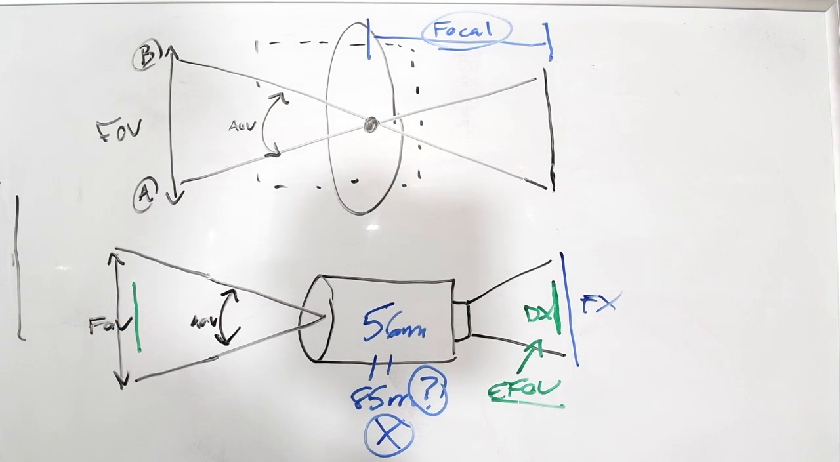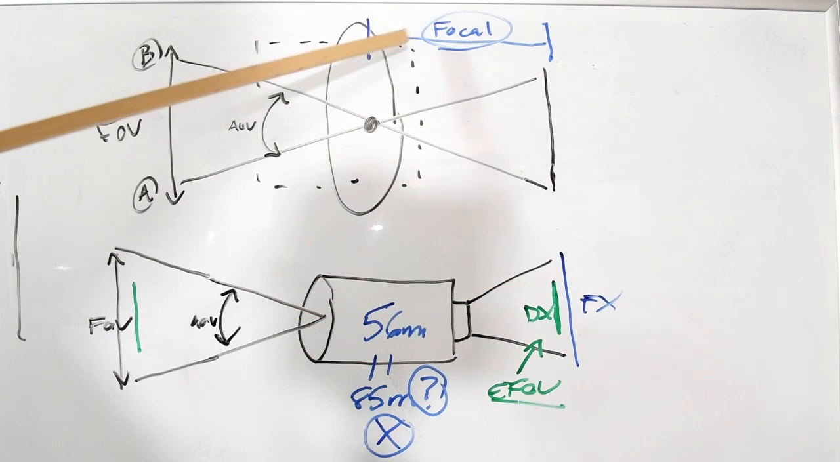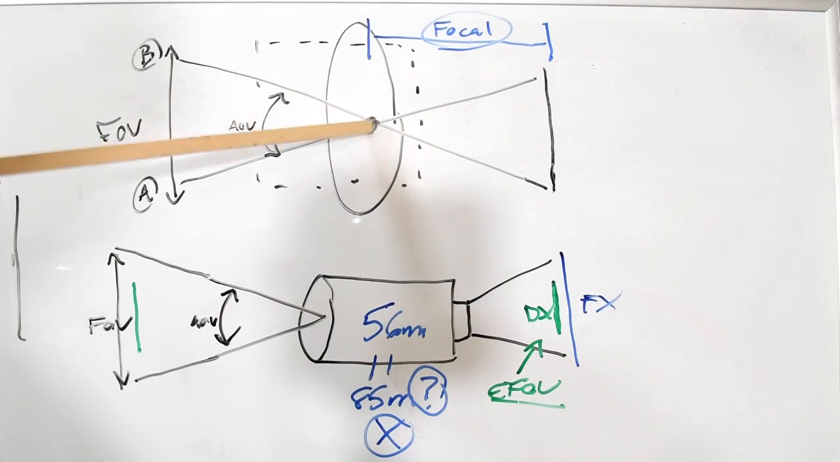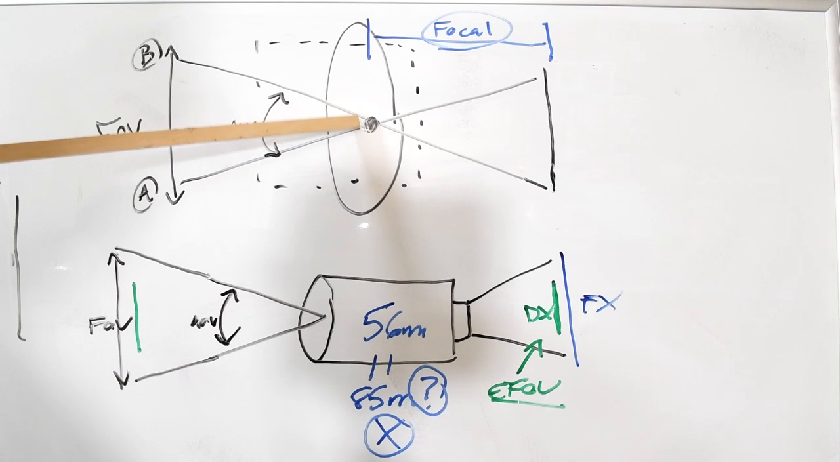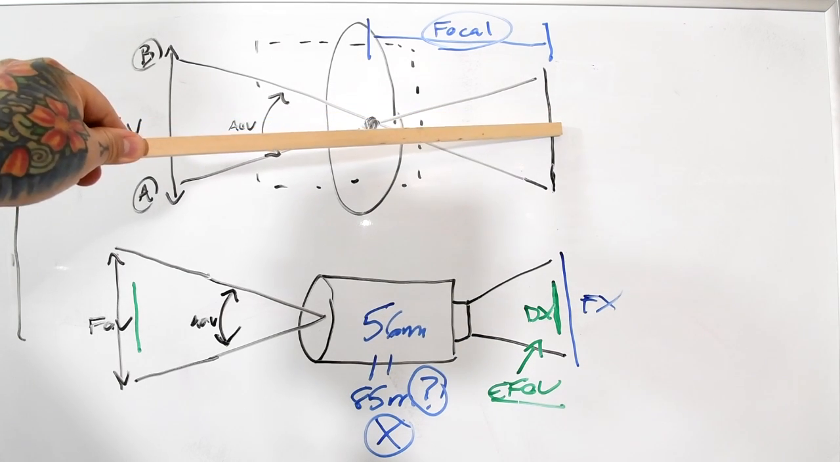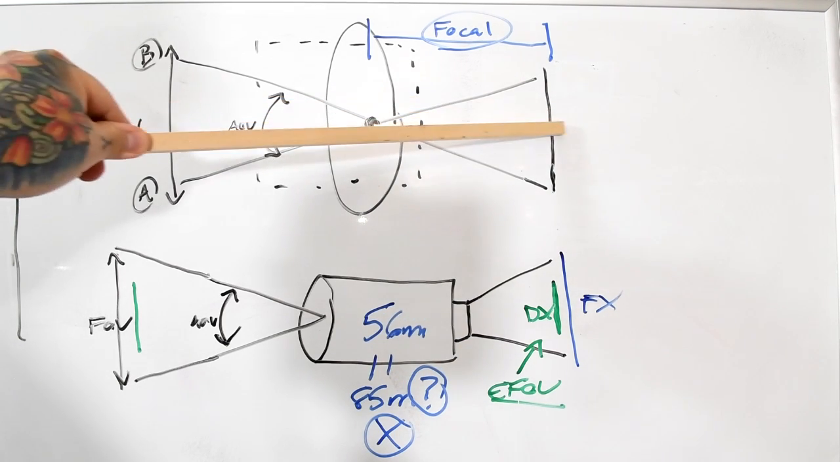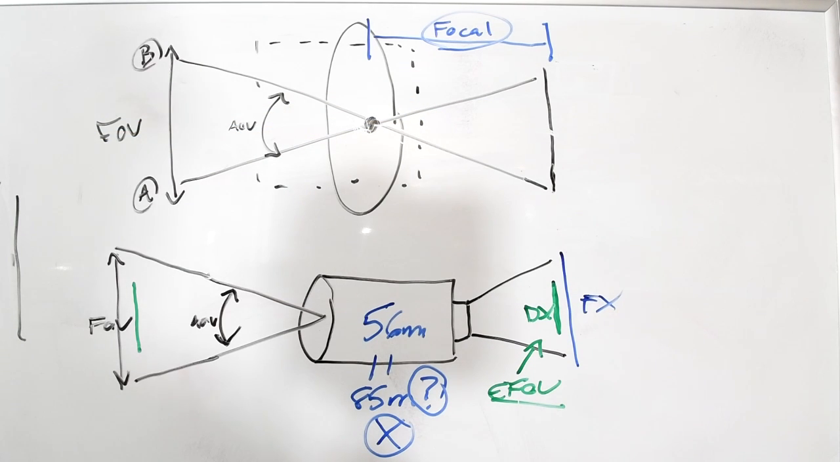100mm is always 100mm, regardless, because the focal length is measured from the optical center of the lens. The center should be right over here, right? And here. Distance between here and here, right? Here and here. Focal length.